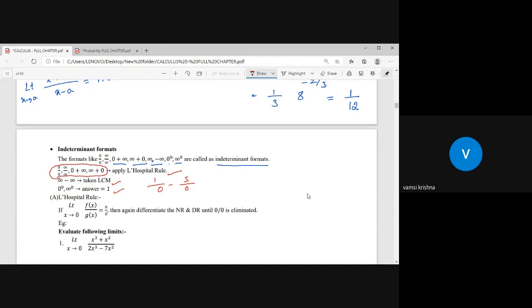But the model of the question, if the given f of x is in that model, then the answer will be equal to 1. The value is equal to 1. That is the point you should notice.